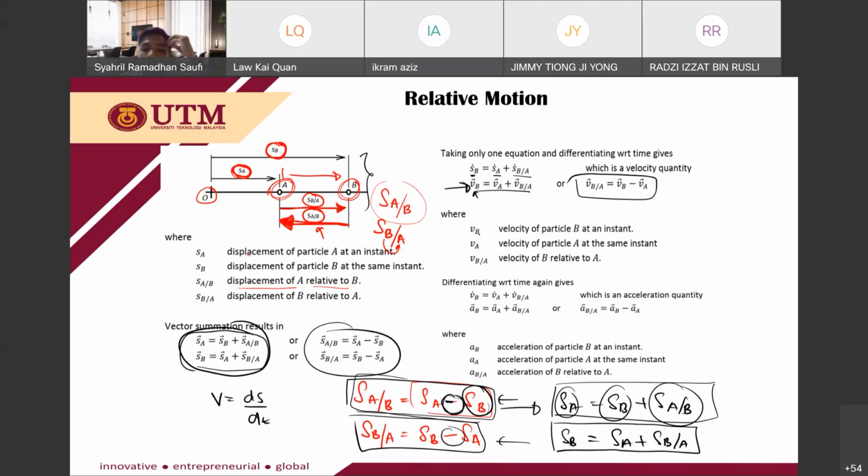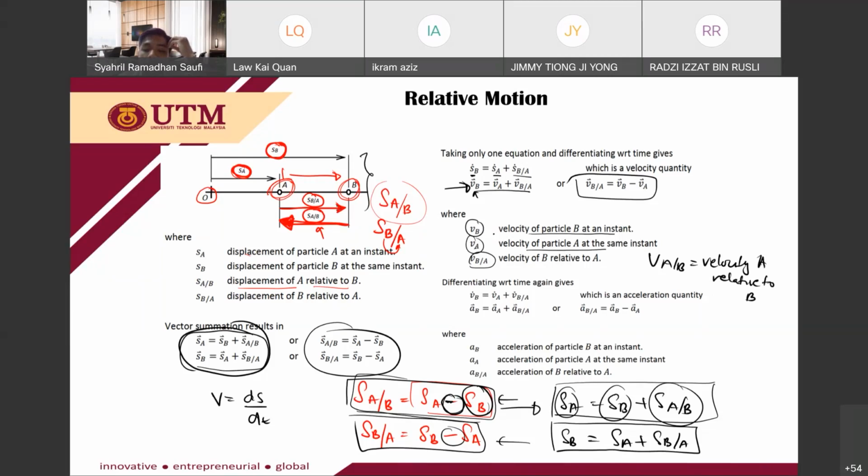All right, so if you notice here, VB is the velocity of particle B at an instant, and VA here is the velocity of particle A at the same instant, meaning that both velocity B and VA should occur at the same time. You need to use the velocities of B and A at the same instant. And then VB stroke A is the velocity of B relative to A. VA stroke B is equal to the velocity of A relative to B.